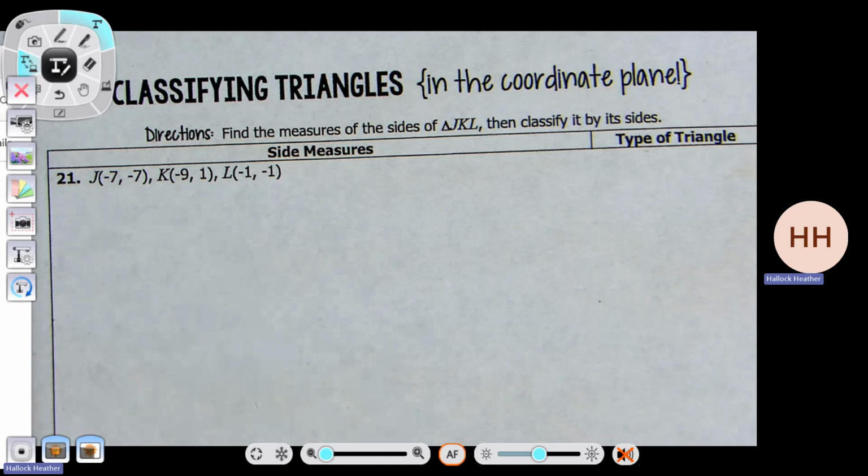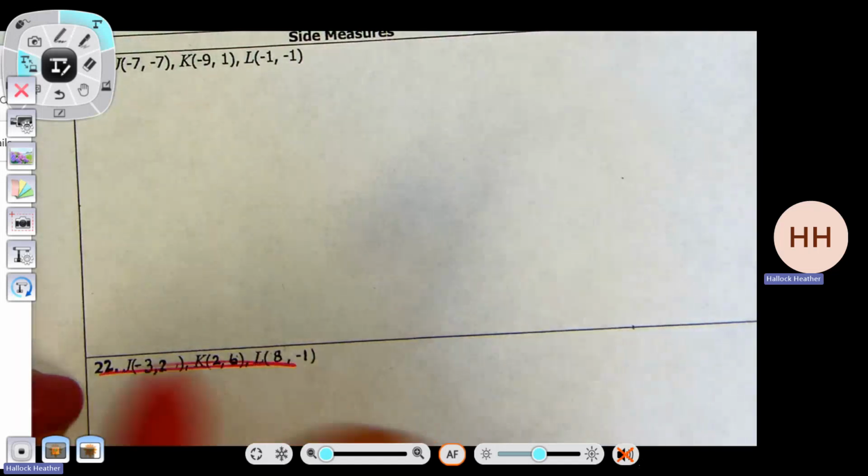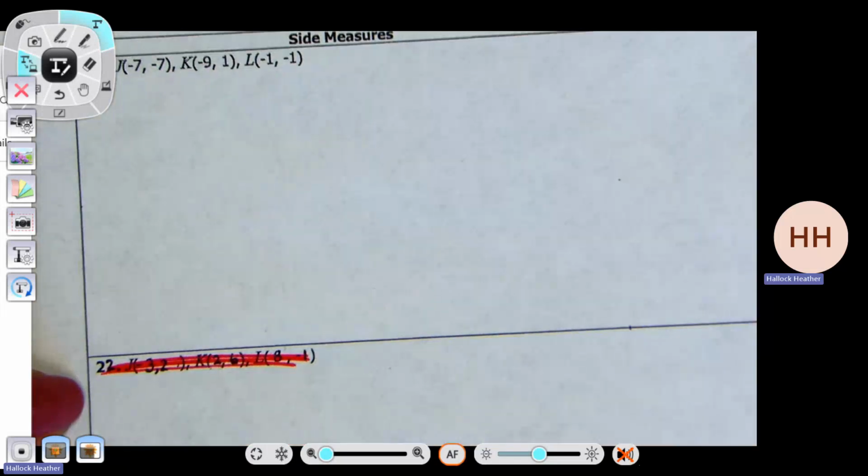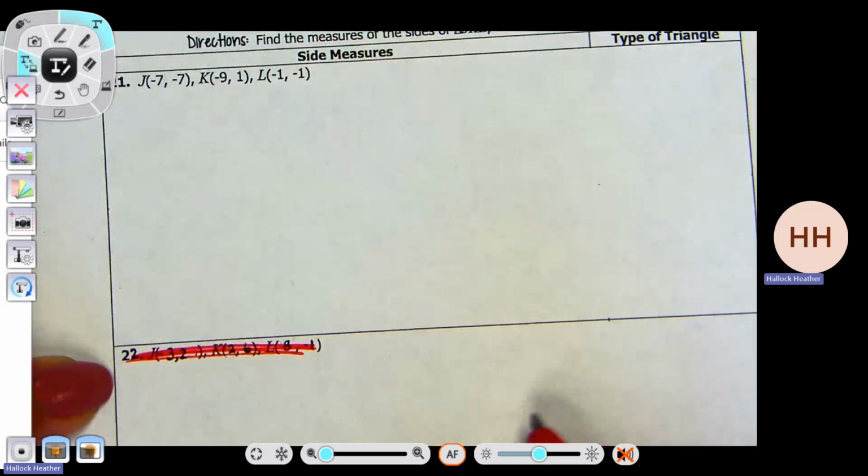So we're going to calculate the length between each point. If they're all the same, what kind of triangle would that be? Equilateral. If 2 are the same, isosceles. And if they're all different, that's going to be the scalene one. It's going to be a little time consuming and a little annoying. We're not going to do 22, so you can cross out 22. If you need space for 21, you can use this box.